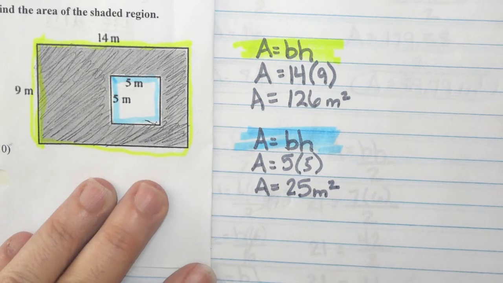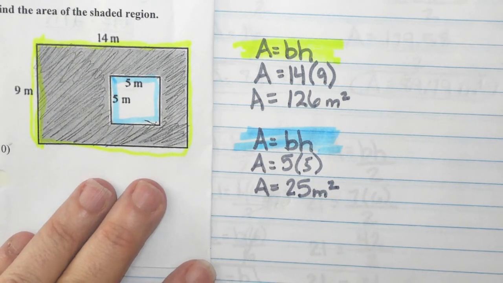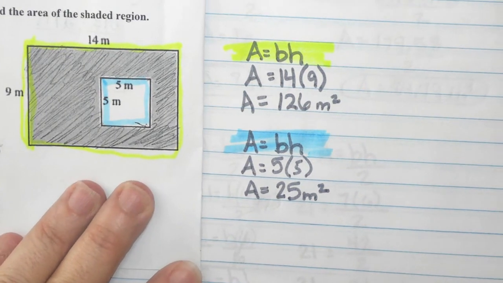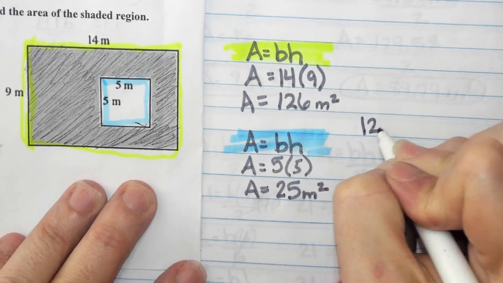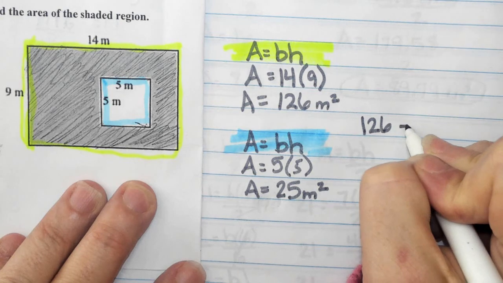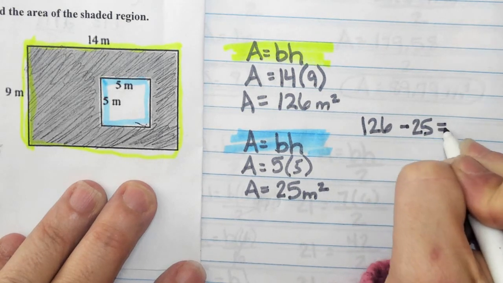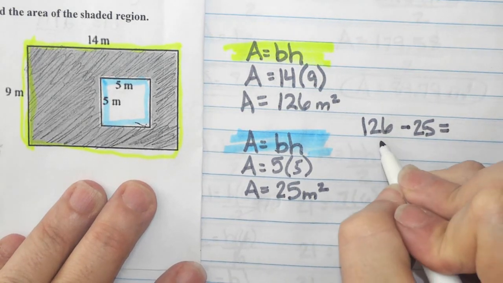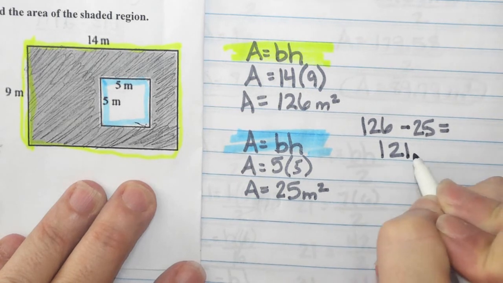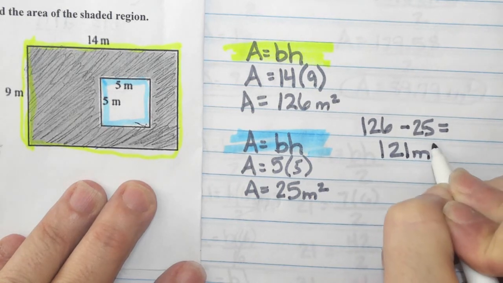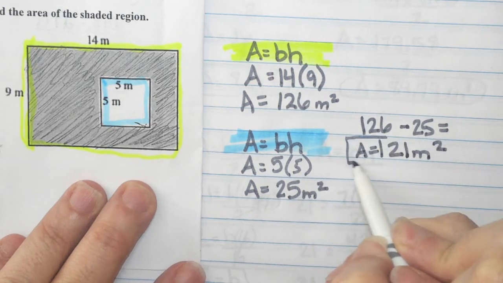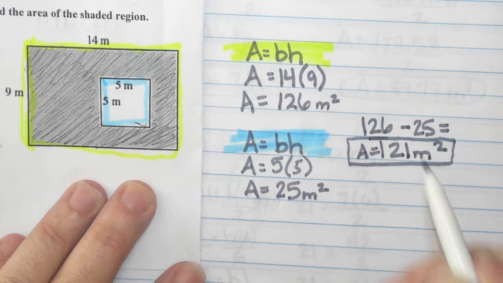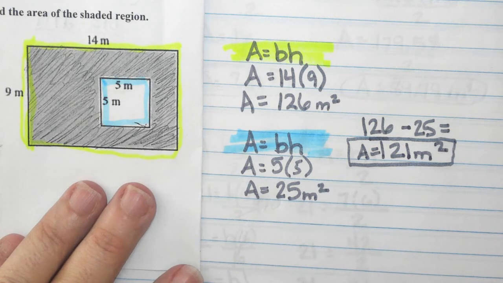Now, I need to rip out the middle and throw it away. Subtract it. You got it. So it's 126 for the big rectangle minus 25. So it is 121 meters squared because it is an area. It's just the shaded area. Pretty cool.